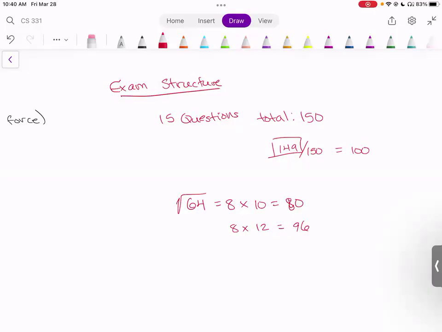Okay, questions have parts to them. So for question 3, you can have part A, part B.